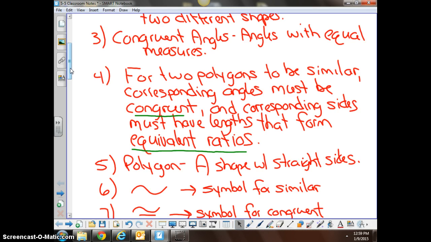For 2 polygons, and if you skip down to number 5, we defined polygons as a shape with straight sides. So when we're talking about a polygon, we're talking about something that is a closed shape with straight sides, such as a triangle, a rectangle, a square.